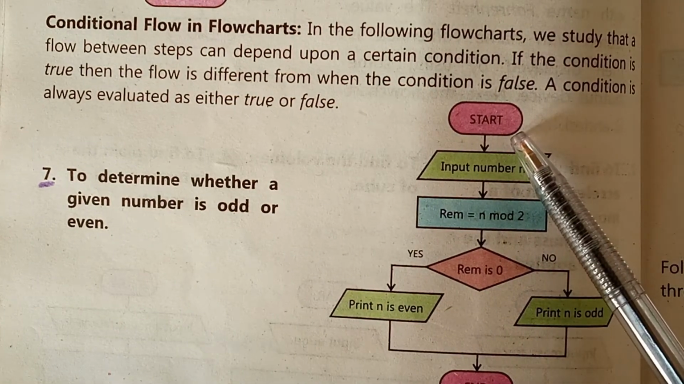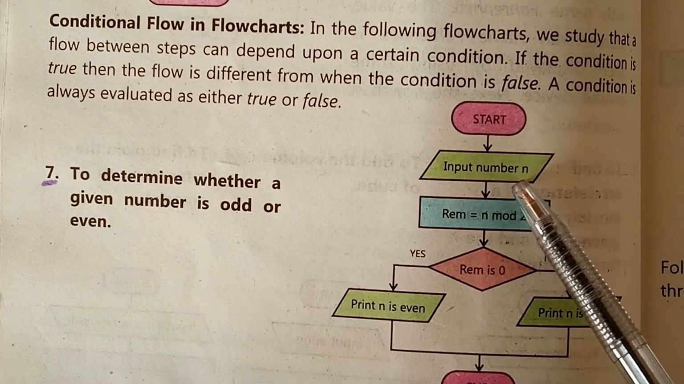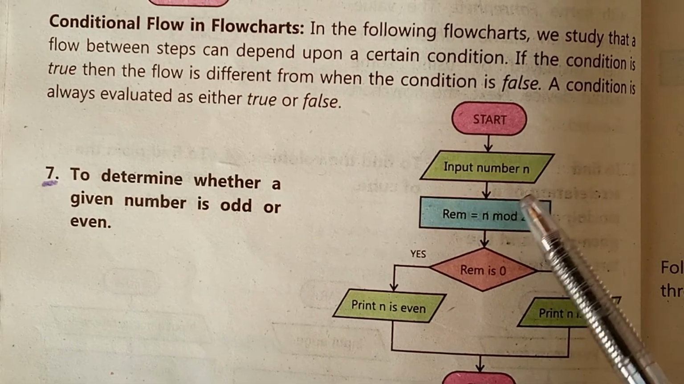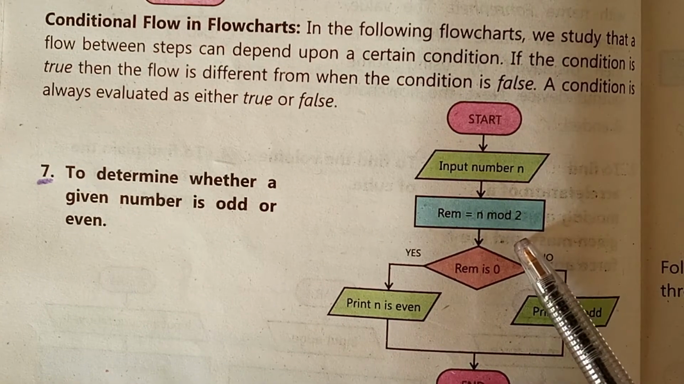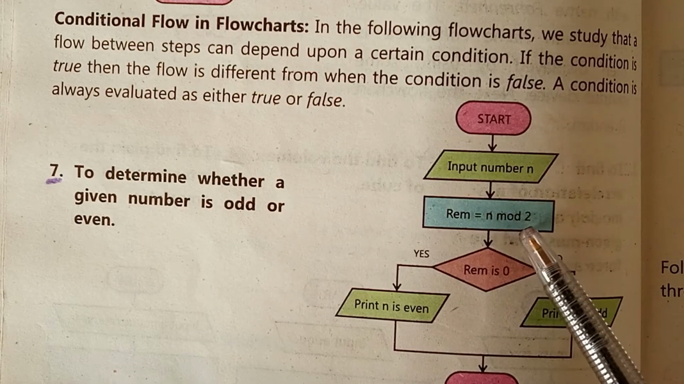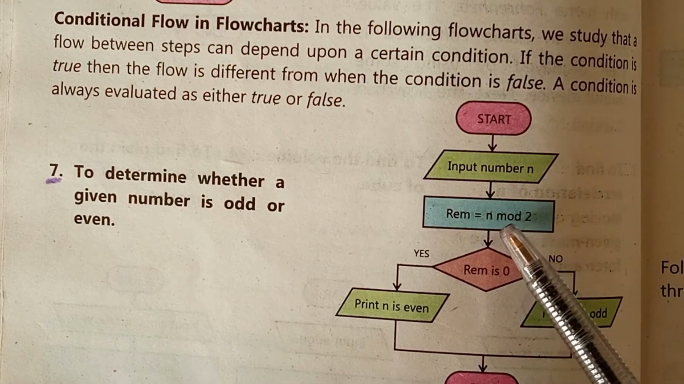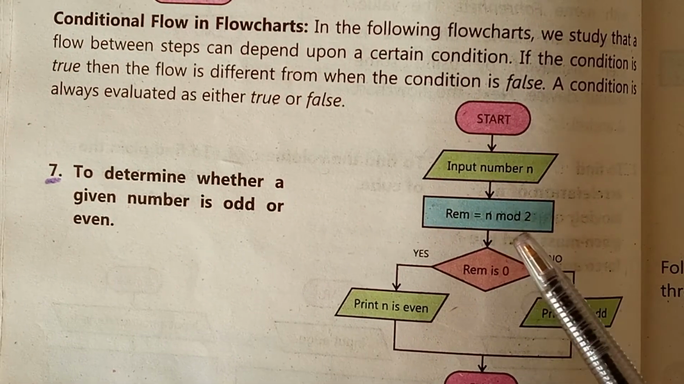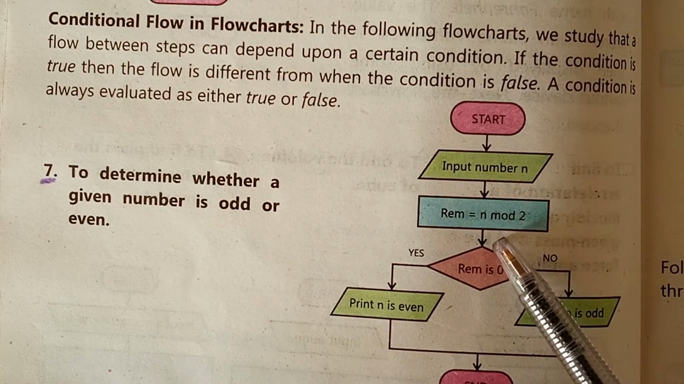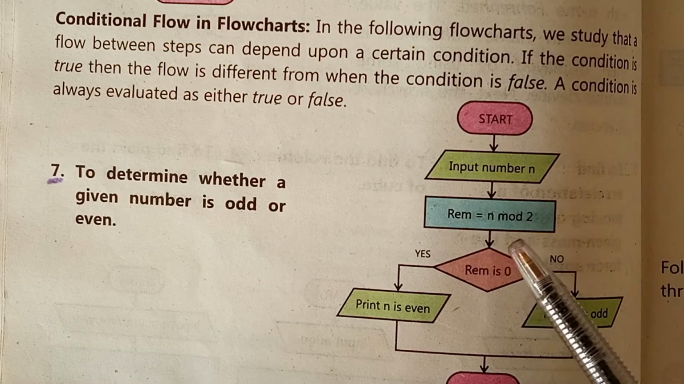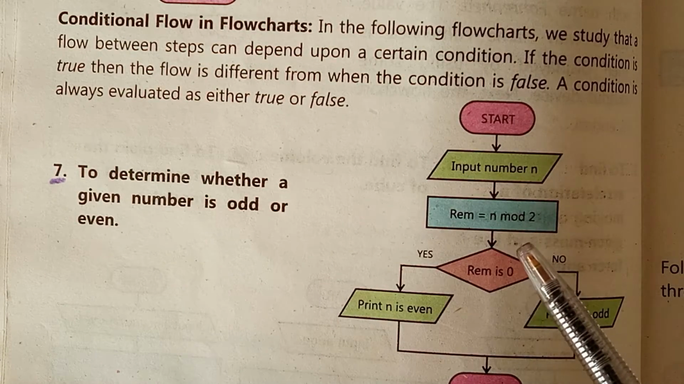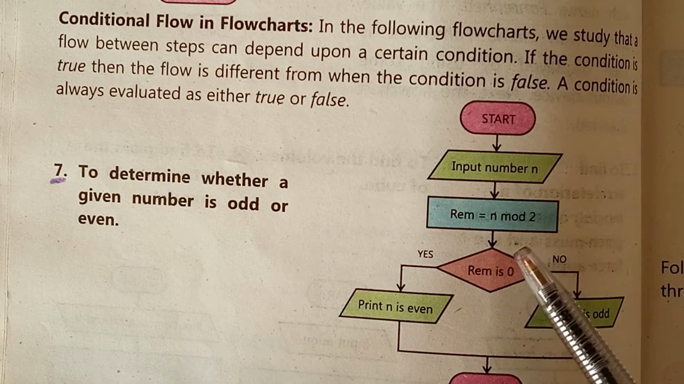The flowchart starts from the terminal symbol, start. Then we input a number in the computer memory with the name n. Then the processing step. In this step, remainder is equal to n mod 2. A value is stored in the computer memory with name n. Then the mod function. Mod means to return the remainder or signed remainder of a division after one number is divided by another number, called the modulus of the operation.